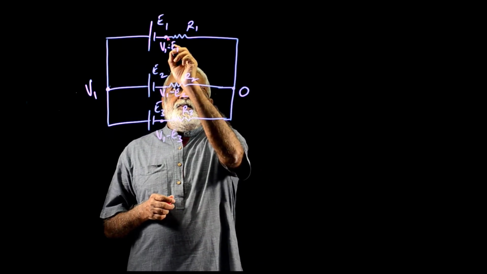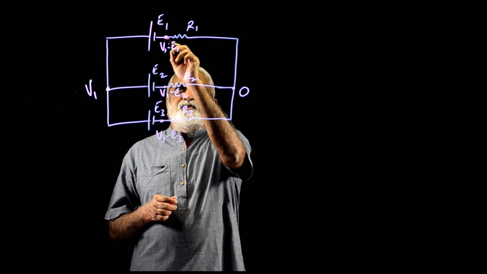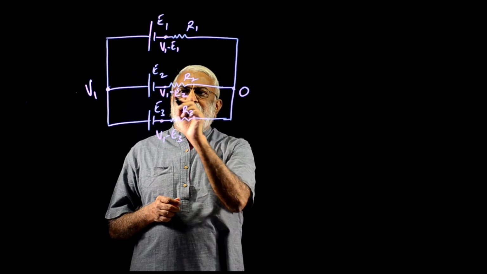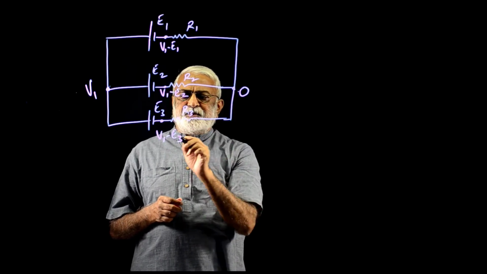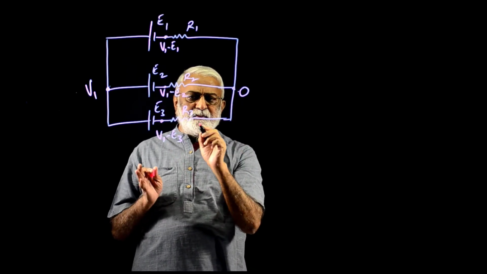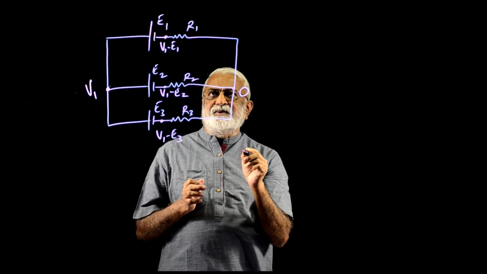So we know the potential difference of each resistance. This is V1 minus E1 and this is 0. This is V1 minus E2 and this is 0. So V1 minus E3 and 0. So we know the potential difference of all the resistances.